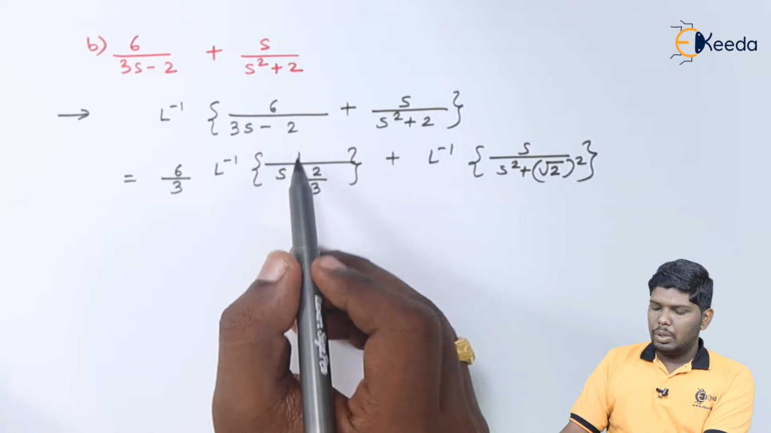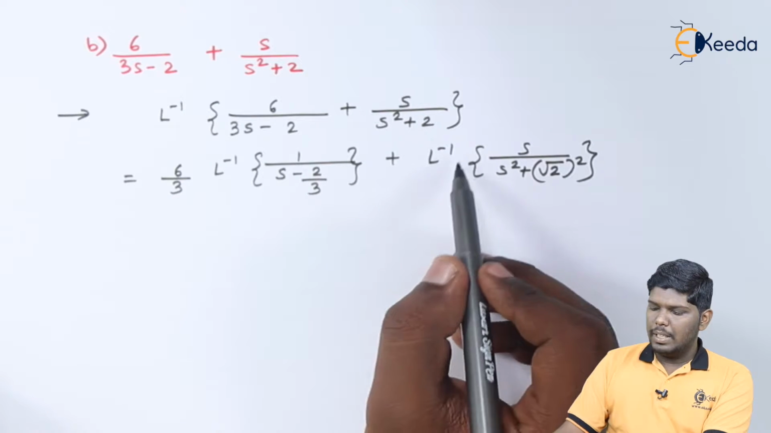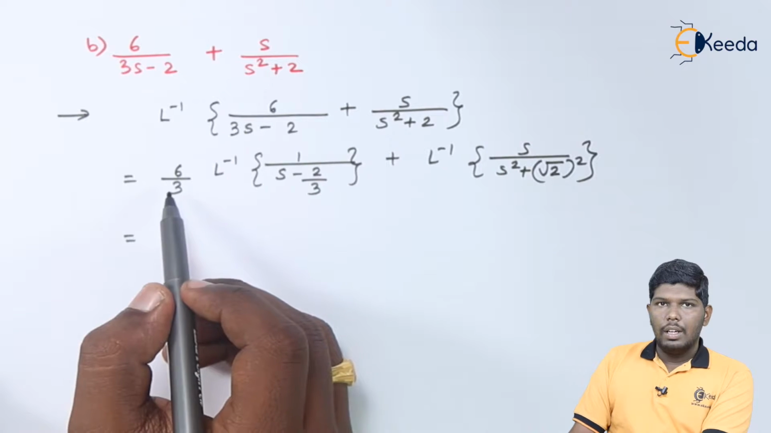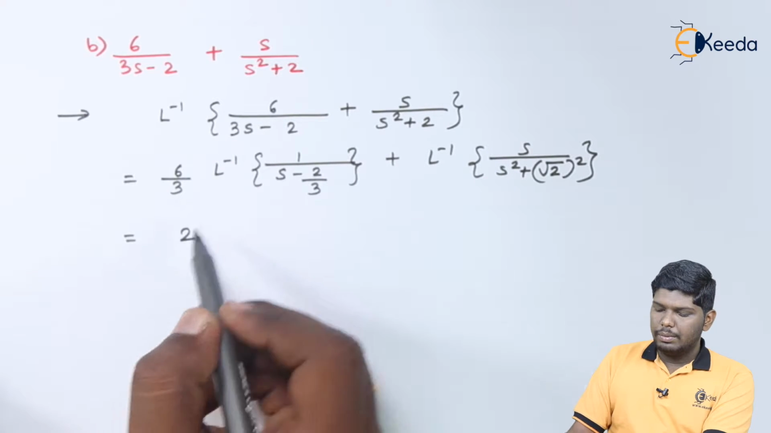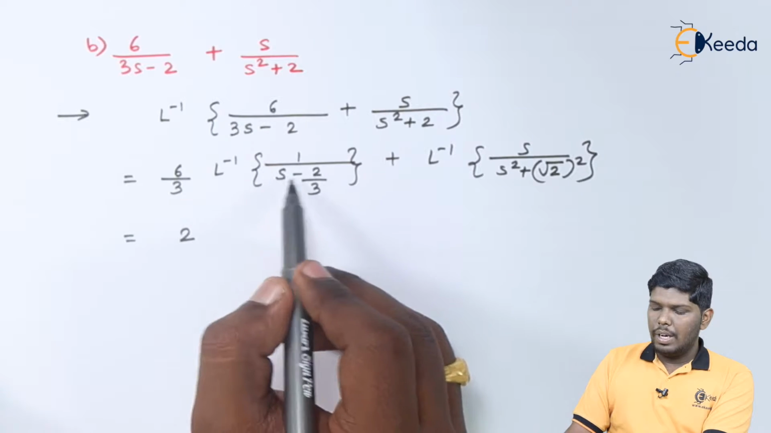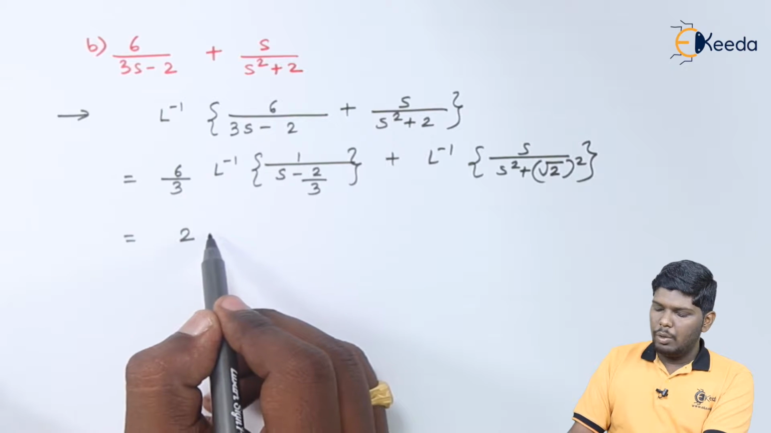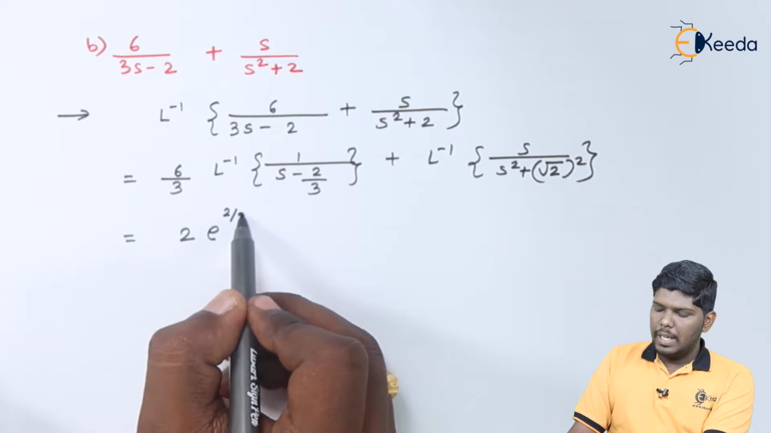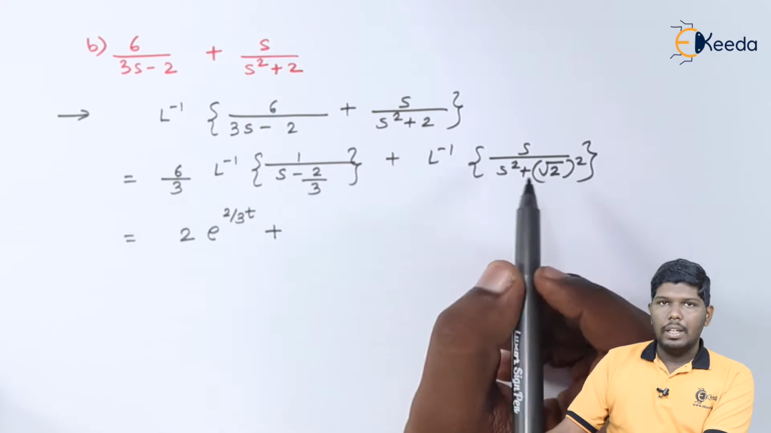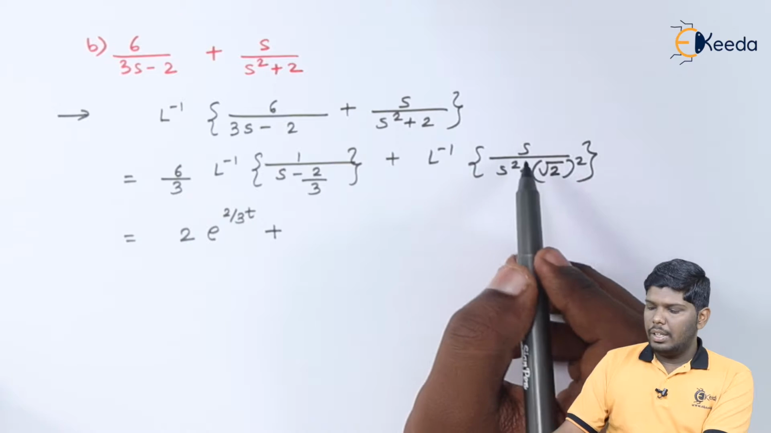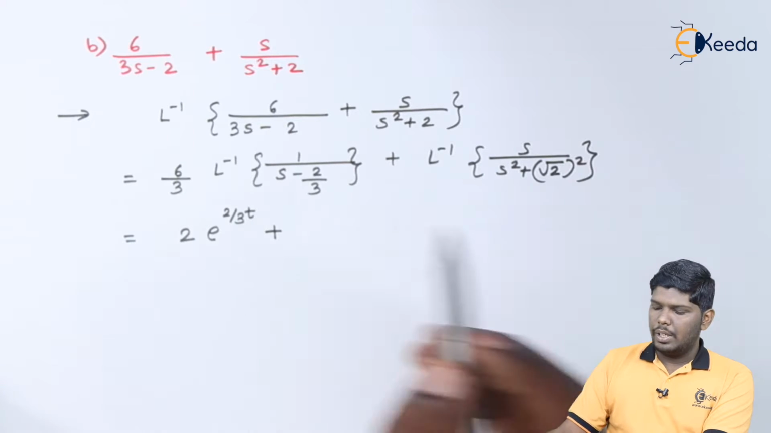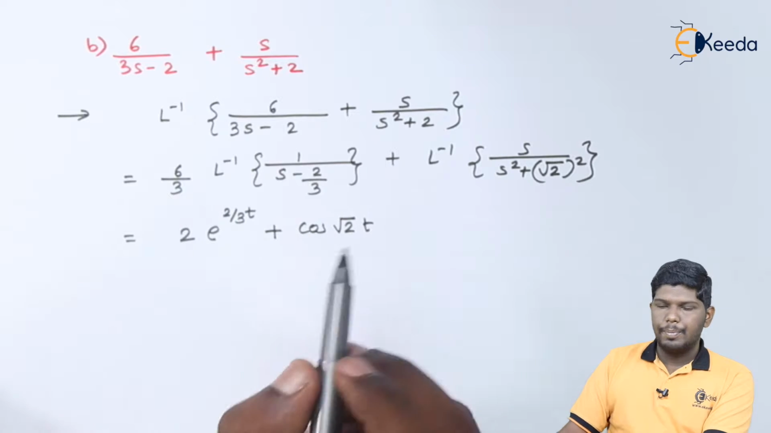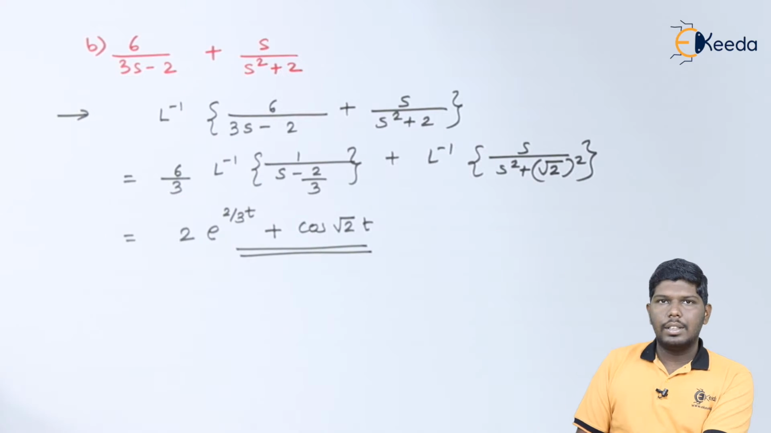Taking 6 common and 3 common from the denominator, we have Laplace inverse of 1 upon s minus 2 by 3 plus Laplace inverse of s upon s square plus root 2 the whole square. Here we have 3 ones are 3, twos are 2. Laplace inverse of 1 upon s minus 2 by 3 will give you e raised to, just change the sign, it will give you plus 2 by 3 t, followed by, this can be compared with s upon s square plus a square, that will be cos of root 2 t. This becomes our final answer.